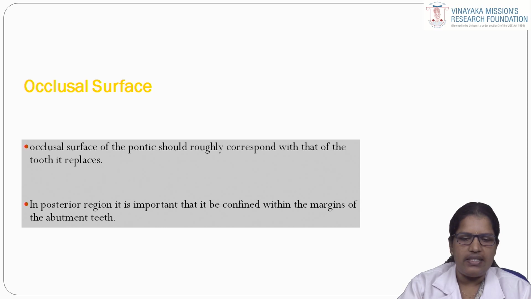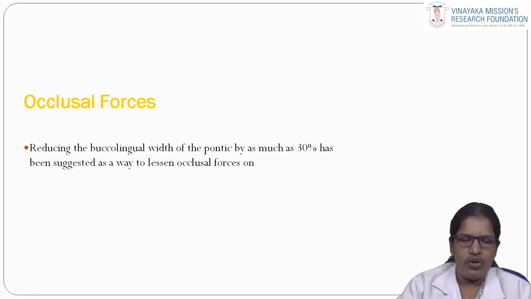In the posterior region, it is important that the Pontic is confined within the margins of the abutment tooth. In occlusal forces, reducing the buccolingual width of the Pontic by as much as 30% has been suggested as a way to lessen the occlusal force compared to that of the natural tooth.